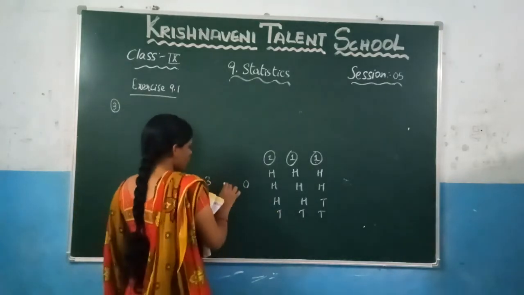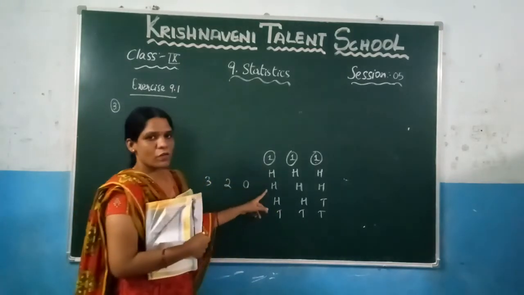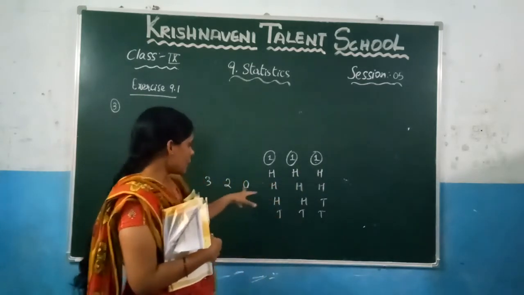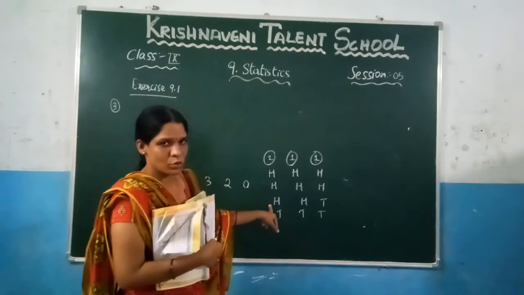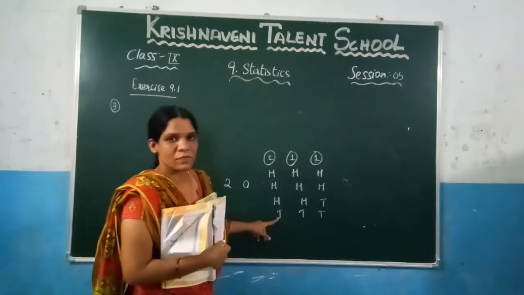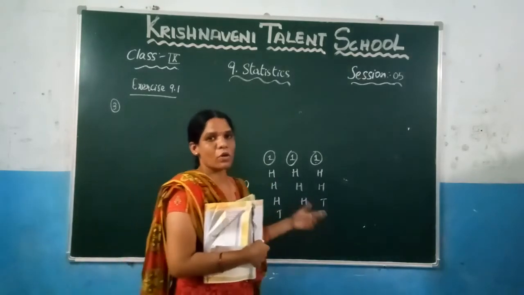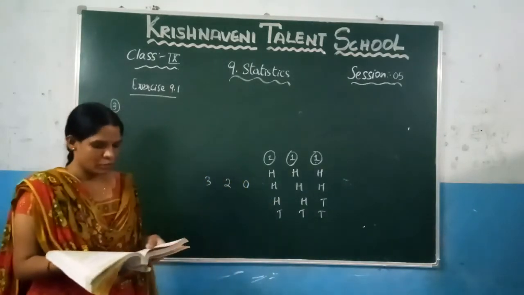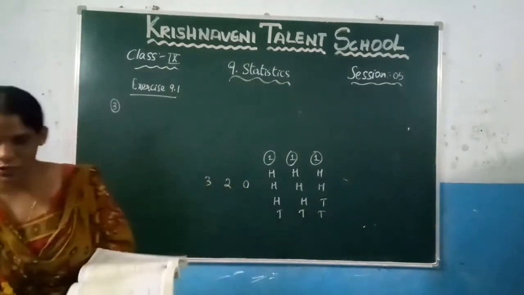Here the number of heads is 2, and here the number of heads is 3, because 3 times you are getting heads. In this case the number of heads is 2, and in this case the number of heads is 0, because you are getting all the points as tails. So here they have already given the information. Let us write that information here.